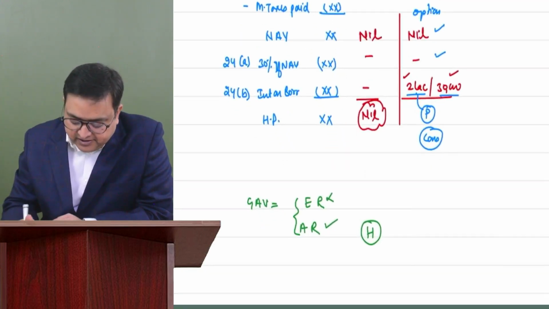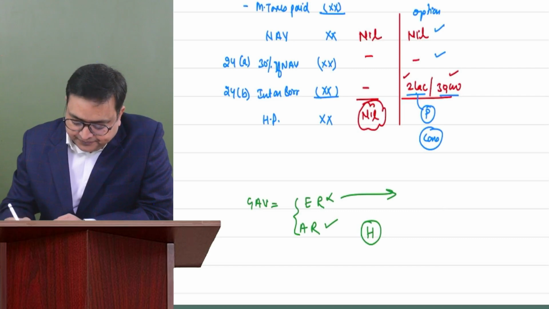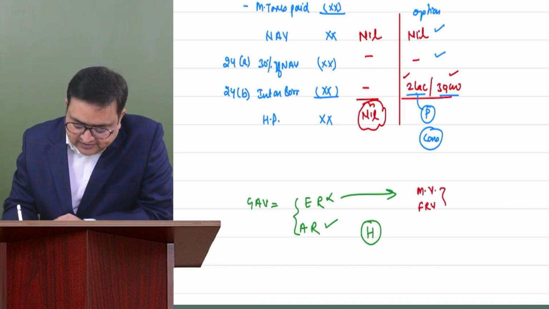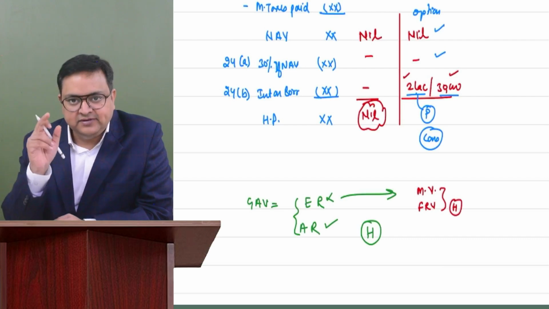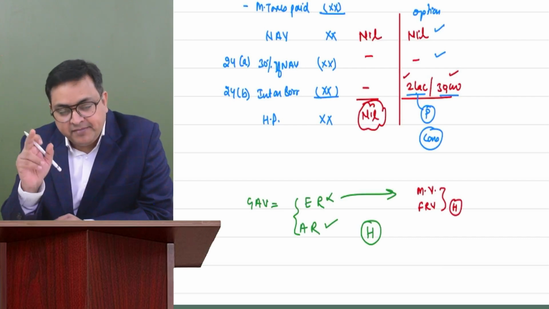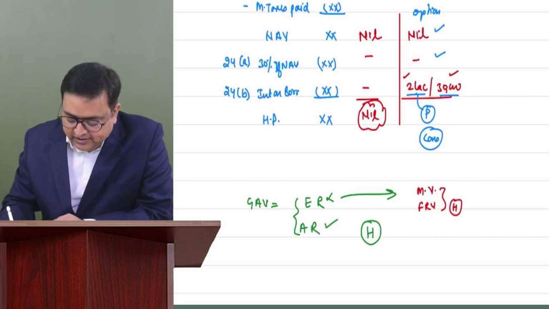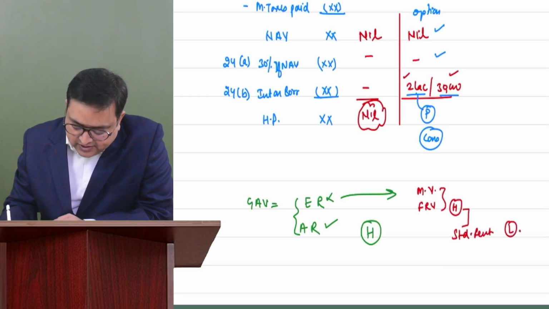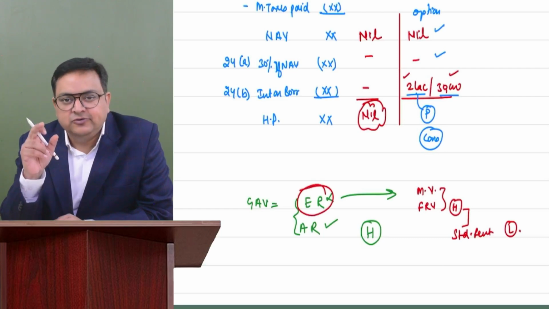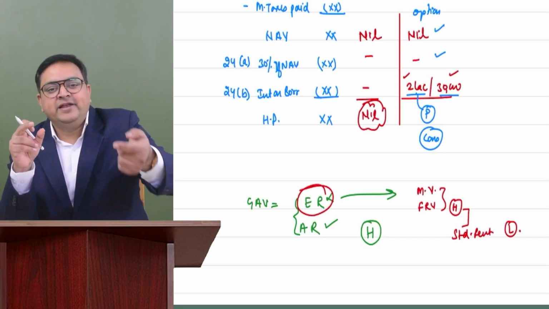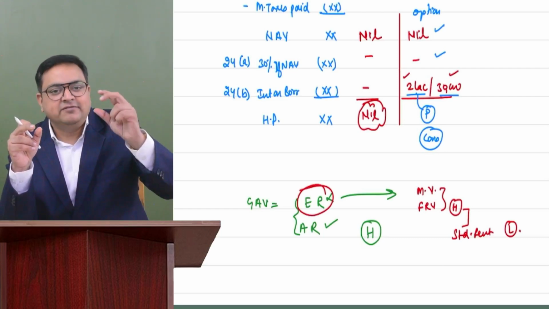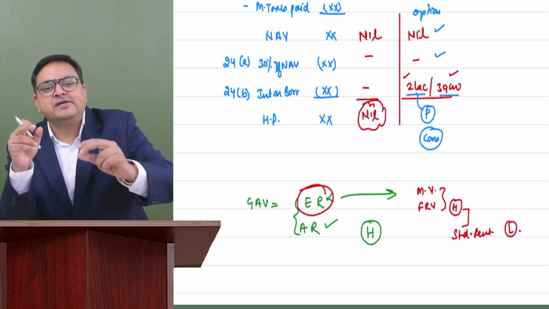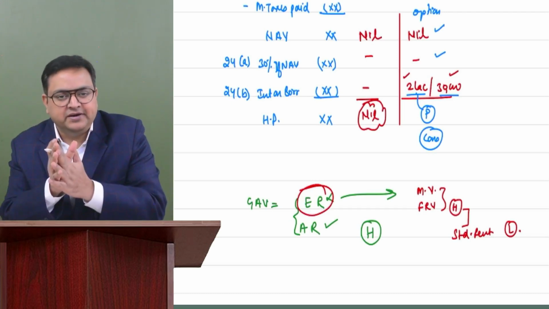How is expected rent computed? First of all, you have to compare the municipal value or fair rental value, whichever is higher. But if standard rent is also available, then compare that higher value with standard rent, whichever is lower. That would be your expected rent. So expected rent is municipal value or fair rental value, whichever is higher, compared to standard rent, whichever is lower.